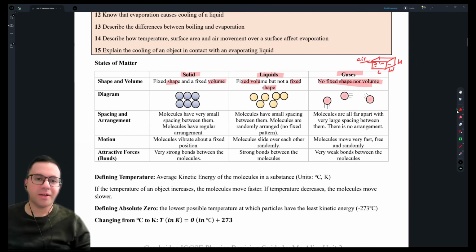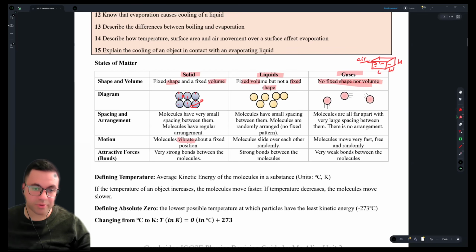Doesn't matter. Then on the inside, we say that molecules have very small spaces between them in a solid, and they have a regular arrangement. They're organized. The way they move is they vibrate about a fixed position, so that's also important. And they have very strong bonds or intermolecular forces between them. Okay.